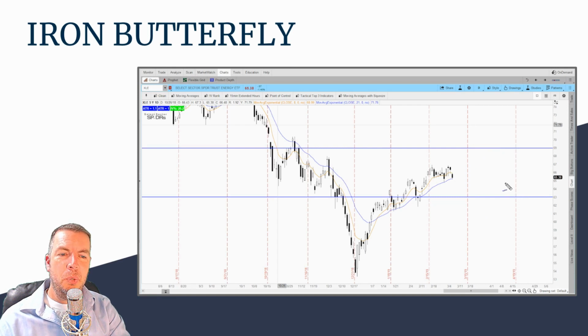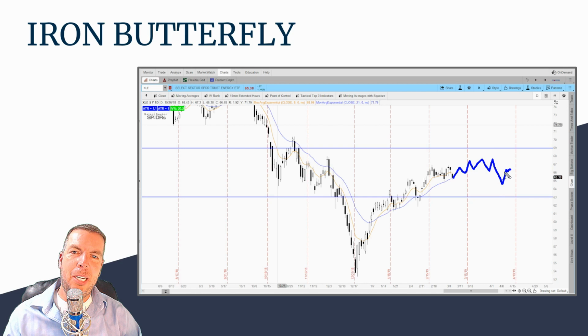Again, we're usually not holding these trades all the way to expiration. We're holding them to about 25% of max profit, somewhere in there. So really, we're just looking for this stock to trade in a range and be in that range around expiration. So this is why I really like these iron butterfly trades.